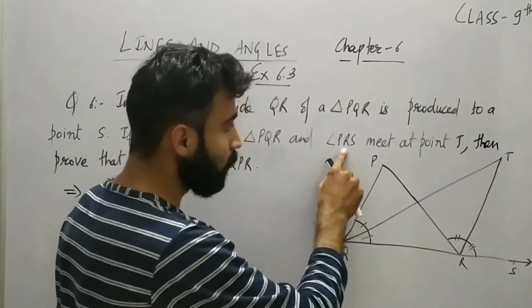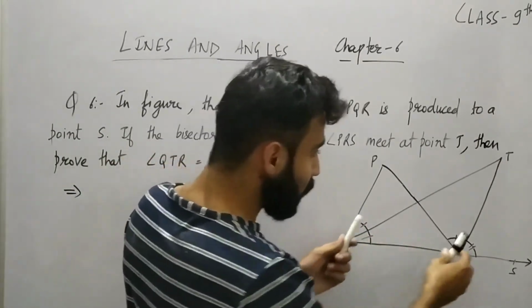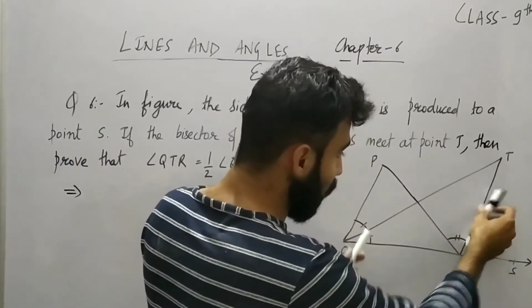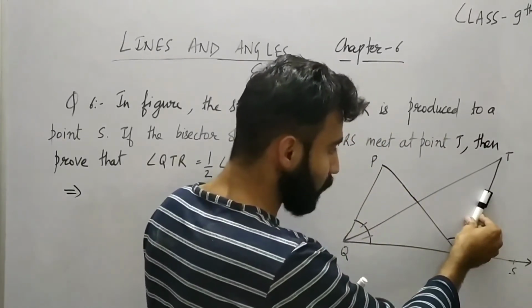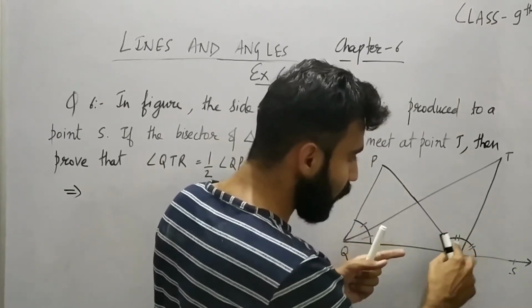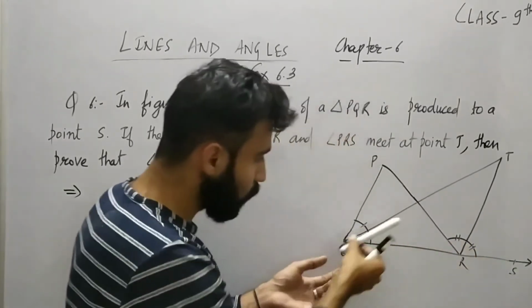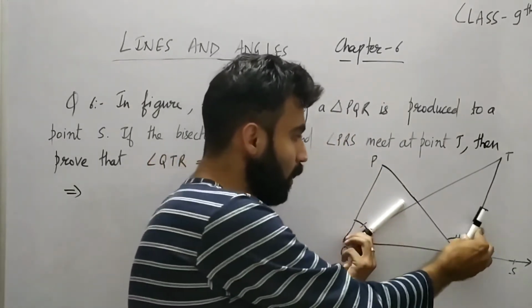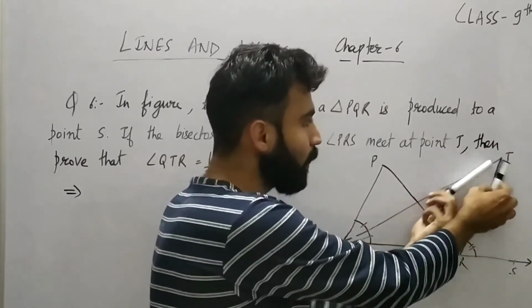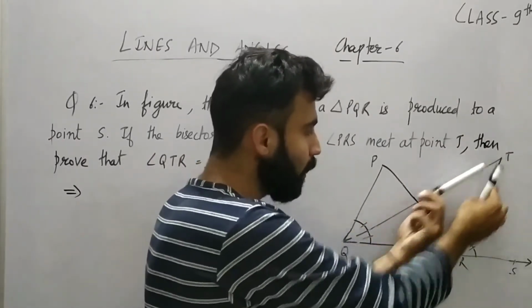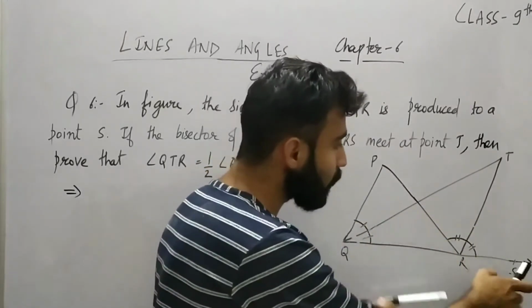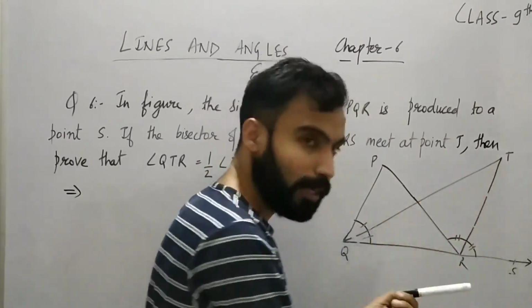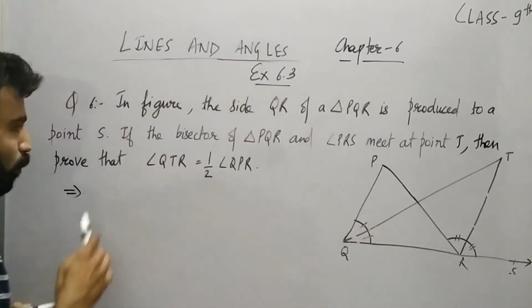And the bisector of PRS, that is TR. You can see this angle PRS, and TR is the bisector of this angle, so it is dividing it into two equal parts. These two bisectors are actually meeting at a point T. So both the bisectors of angle PQR and PRS meet at the common point T, right? Then what we have to find out, or you can say prove.